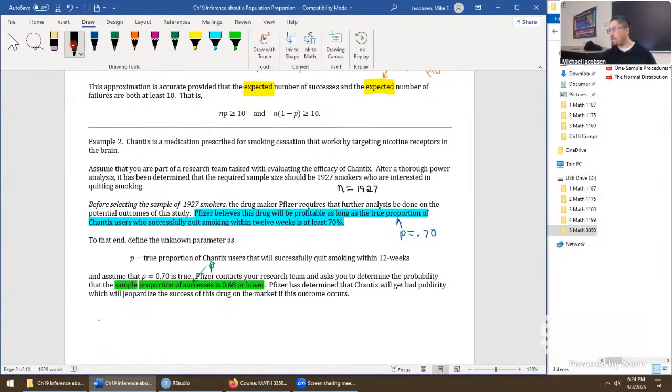So this part here, p hat, and we want to calculate what is the probability that Pfizer runs 1,927 people through this clinical trial of Chantix, finds the sample proportion of successes p hat is below 0.68. It did say 0.68 or lower, so if you went less than or equals to, keep in mind in probability, same exact value. Let's go with the less than or equals to, just because it seems to match the verbiage here. So that's what we want to really calculate.